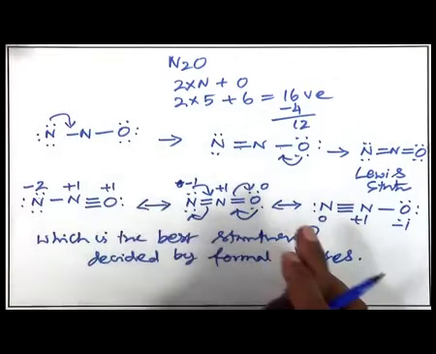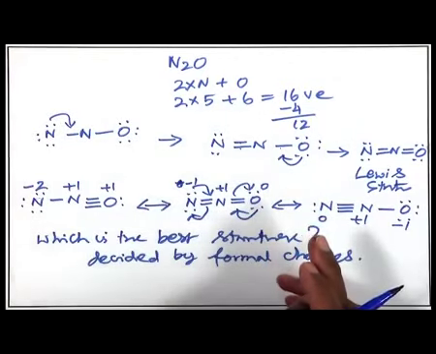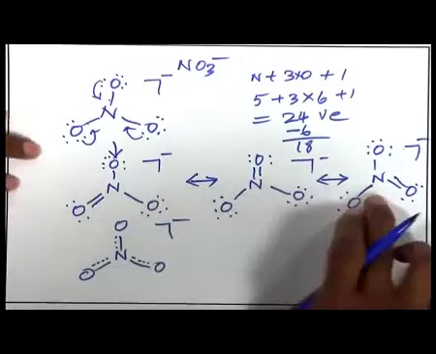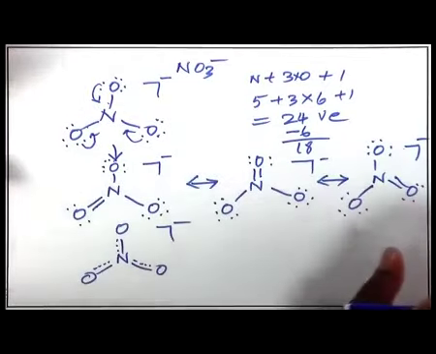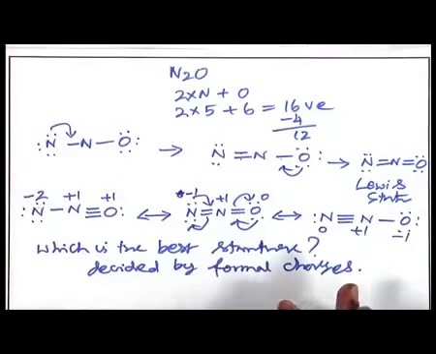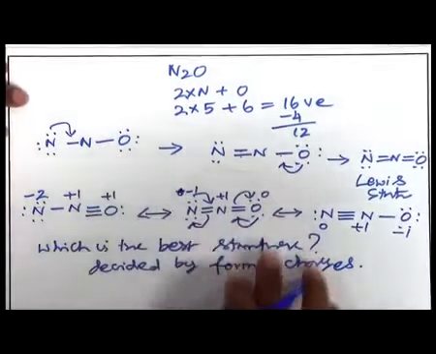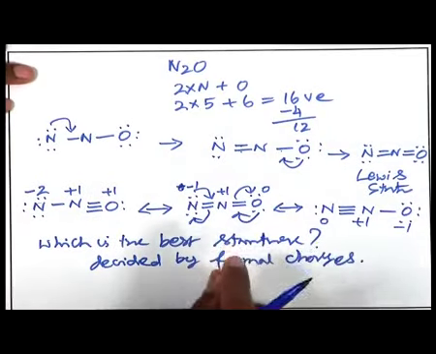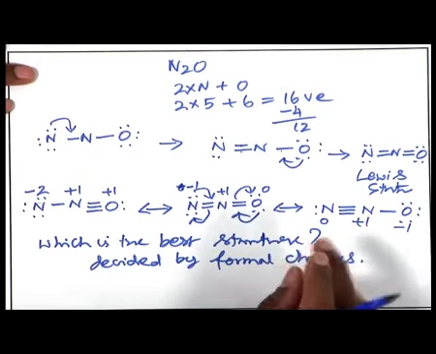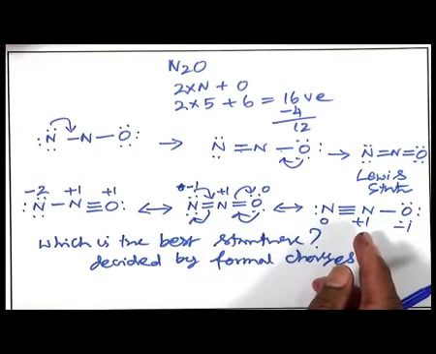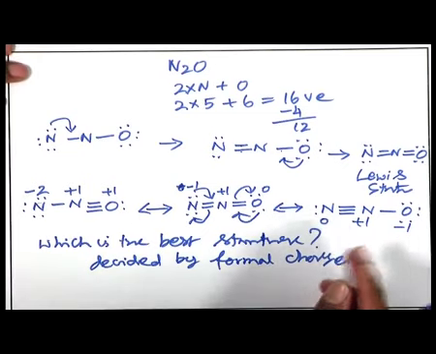Now when you compare the resonance structures for NO3 minus, all these 3 structures are equally contributing and they are equivalent. Unlike this, resonance structures for NO2 minus are not equivalent. They are 3 different structures, but which is actually contributing more, that you can decide by following the formal charges.